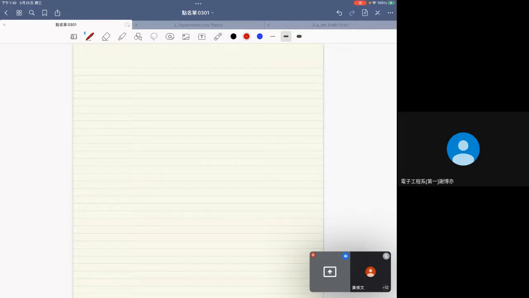Today I will review the Smith chart. Last week we already have some information. We have some knowledge about the Smith chart, and also last week we already practiced what the Smith chart is and how we derive a Smith chart.